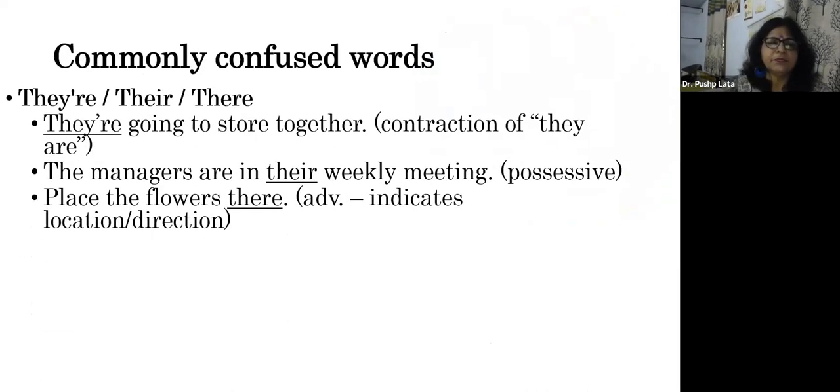So simple things, when you are editing, just see that you should not have erred on when you have written they're, their, there. So you need to have clarity when you're writing, they're going to store together. Now, one is automatically you should see it's a contracted form, so change it to they are. The managers are in their weekly meeting. So in their weekly meeting, there is a possessive pronoun here. So we need to have clarity that by mistake, we should not have written THERE. That will be incorrect here.